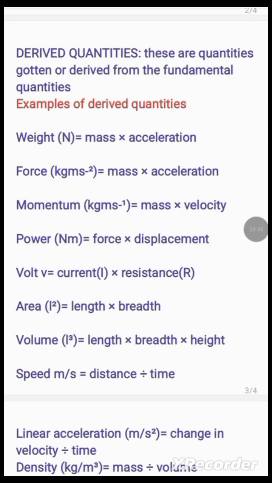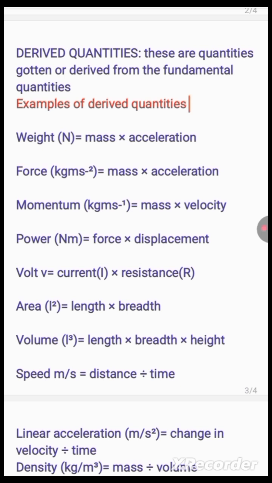Derived quantities. These are physical quantities gotten or derived from the fundamental quantities. They depend on the fundamental quantities because they are gotten by multiplication or division of fundamental quantities. The following are the examples of derived quantities.